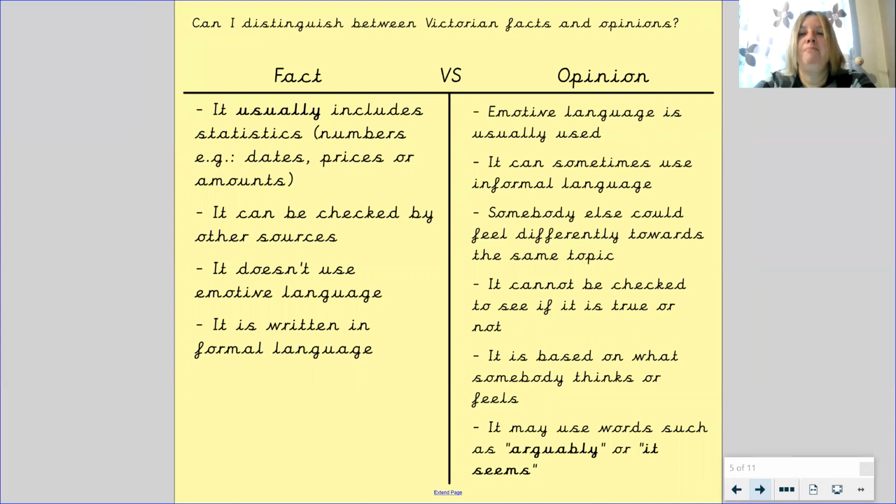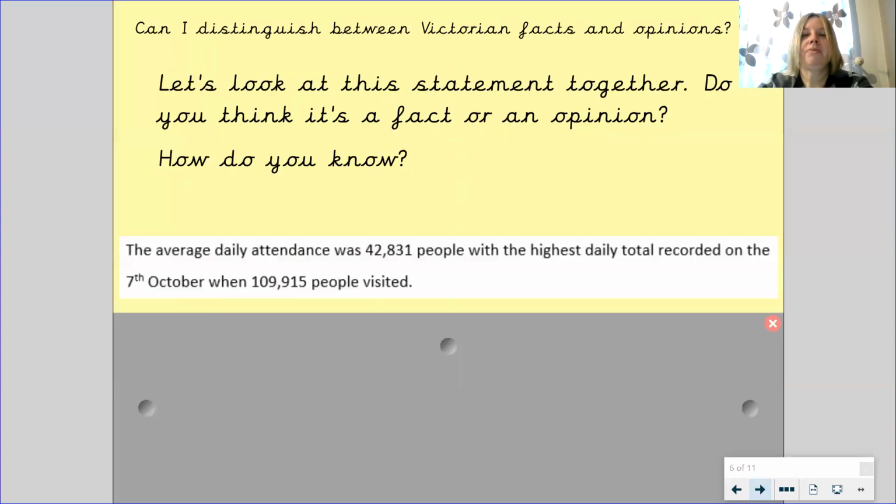So opinion, emotive language is usually used. It can sometimes use informal language. Somebody else could feel differently towards the same topic. It cannot be checked to see if it is true or not. It is based on what somebody thinks or feels. It may use words such as arguably or it seems.